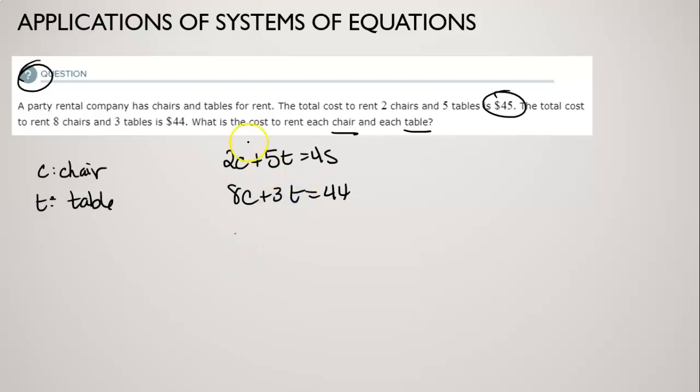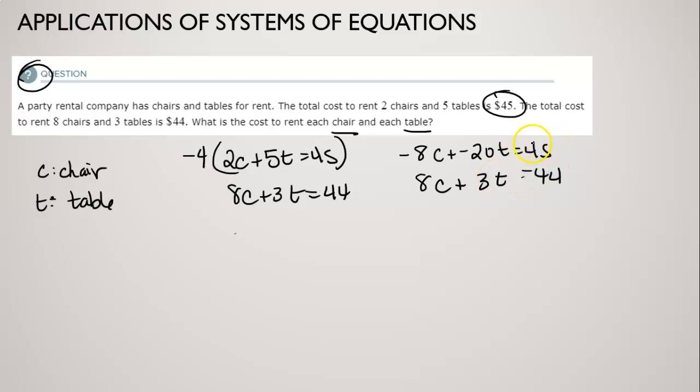You should have used elimination for this one, and you should have multiplied that top equation by negative 4. You could have gotten rid of the tables if you wanted to, but then you would have had to multiply both top and bottom to make 15, whereas if I get rid of the chairs, I only have to multiply the top equation by negative 4. That becomes negative 8c plus negative 20t equals 45. The bottom equation stays the same because it's already an 8.